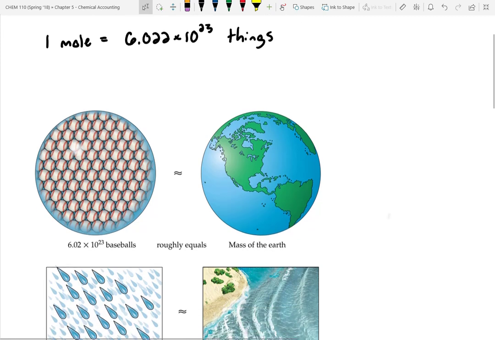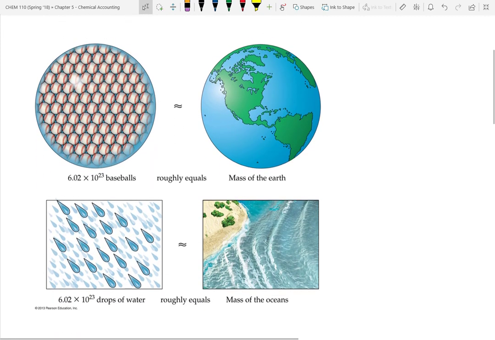To put it into perspective, I've got a few images here. If you take a mole of baseballs, that's about the same as the mass of planet Earth. So it's a large amount of baseballs. If you think about a mole of drops of water, that's the mass of all of our oceans. So it's an incredibly large number. And the reason we use this number is because when we're thinking about chemicals, they're so tiny, we have to think about them being very, very large. So if you think about a drop of water, there's billions of water molecules in there.